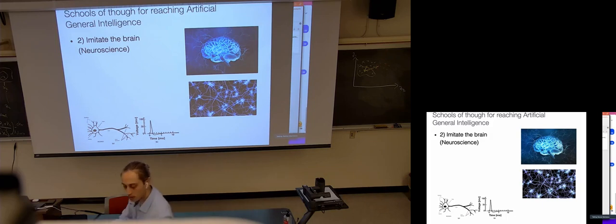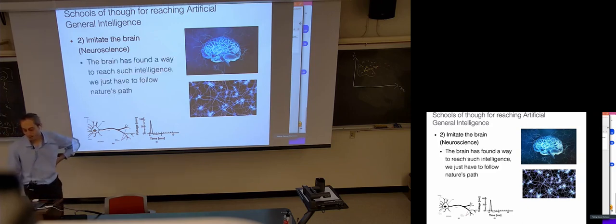And there's another school of thought that is followed by some people, and they're trying to make these neural networks that imitate the human brain as much as possible. We just have to follow that path. And there are again counterarguments to that.